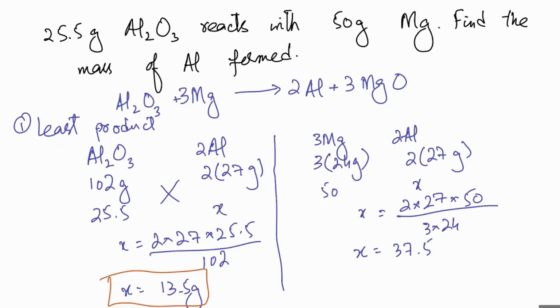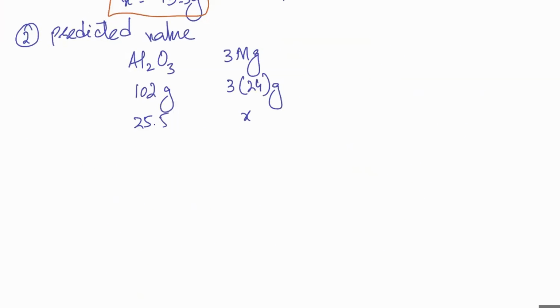मैंने किसी एक को इग्नोर करना है, या इसको इग्नोर करना है या इसको इग्नोर करना है. Let's say मैं मैग्नीशियम को इग्नोर कर देता हूँ. So Al2O3, 3 Mg, ठीक है. Again 102 grams will produce 3 times 24 grams. I have 25.5 of this, so this will produce X. That my predicted value is के इसके साथ X का reaction होगा. So 102 times X is equal to 3 times 24 times 25.5. X will be this whole thing divided by 102. So put it in a calculator.